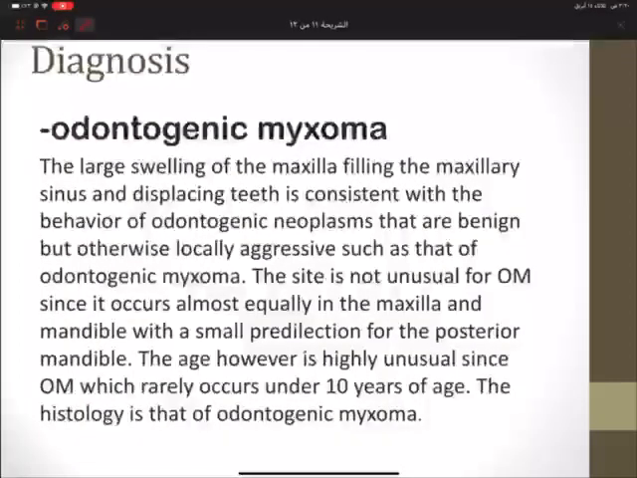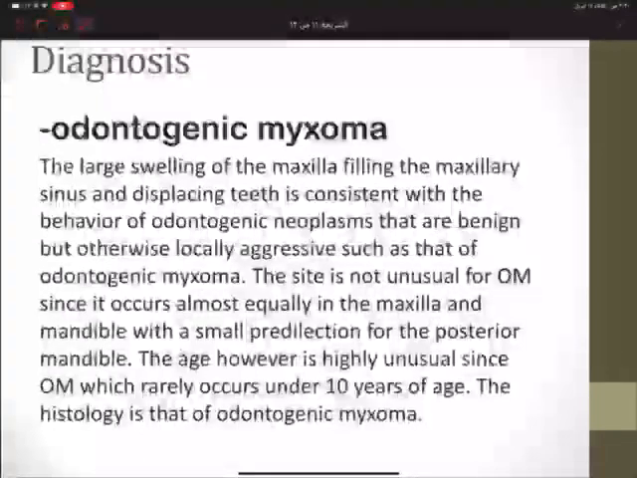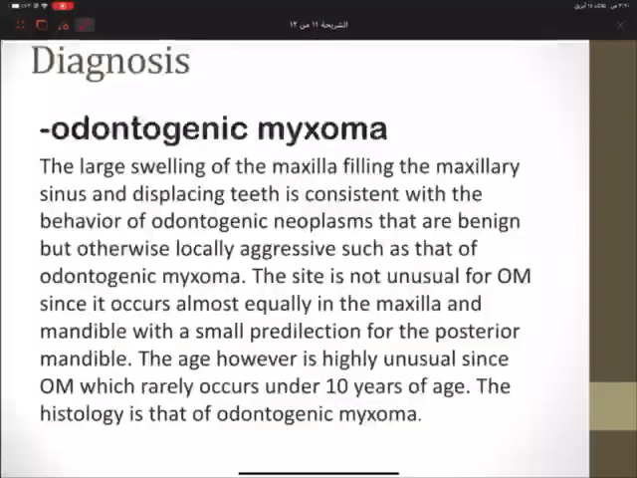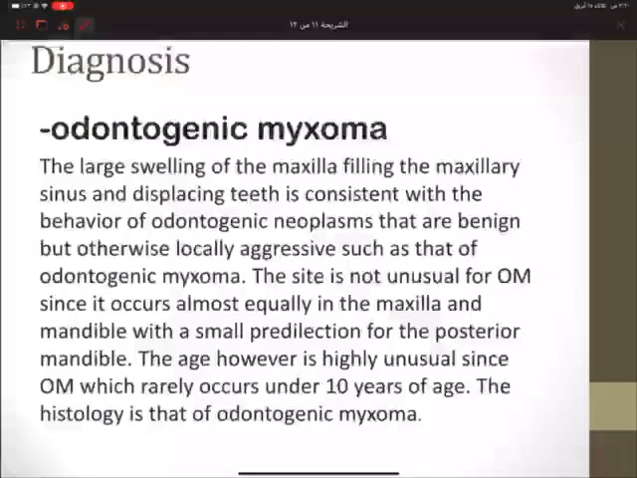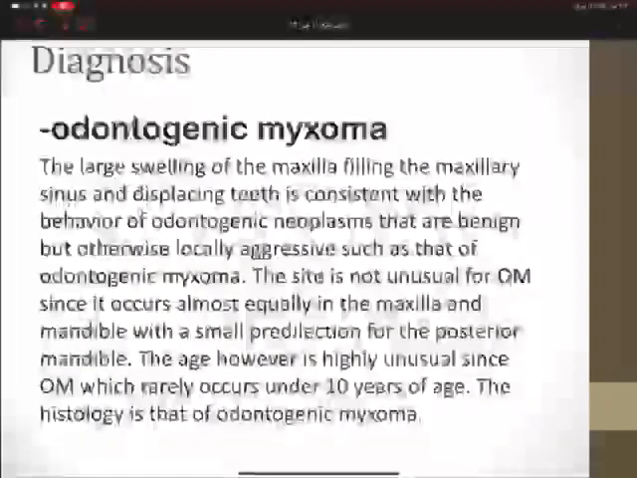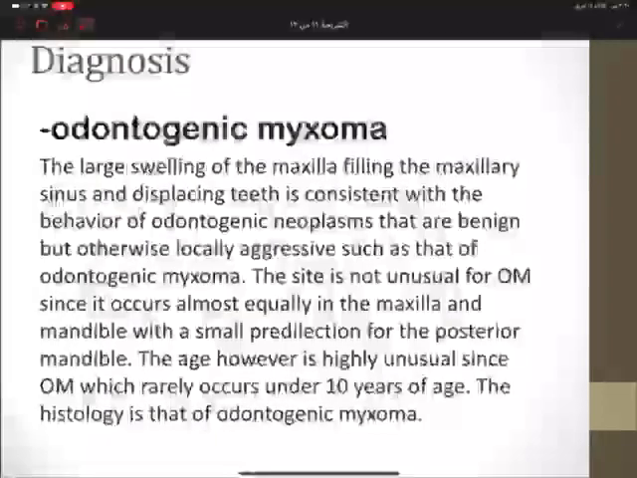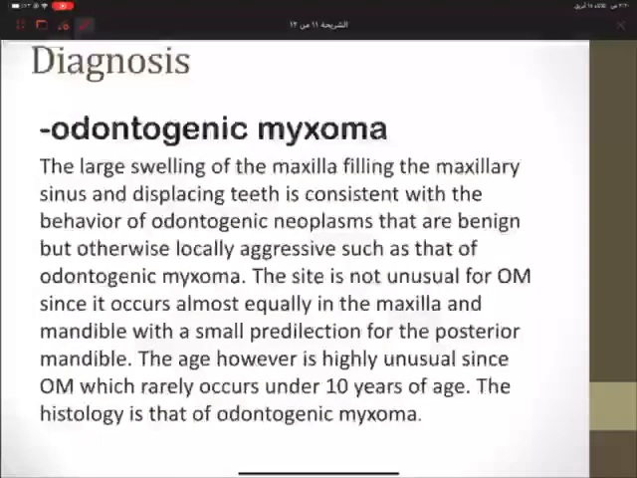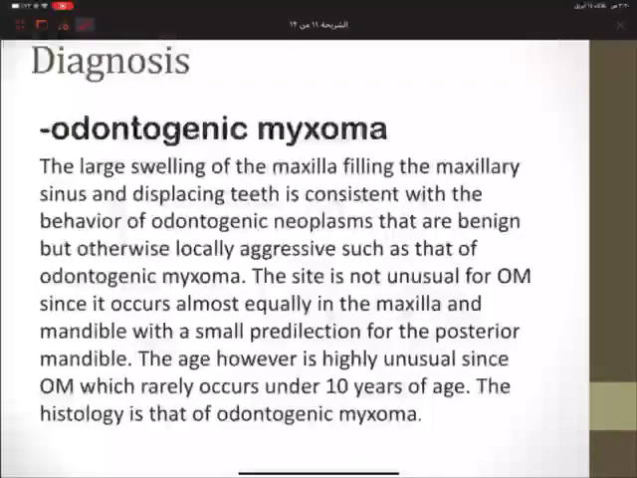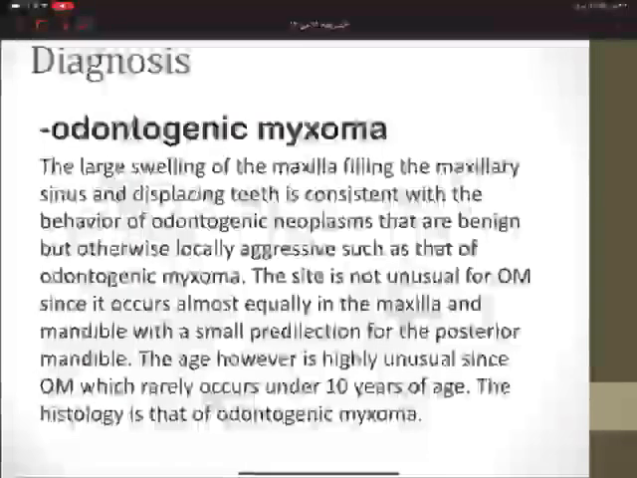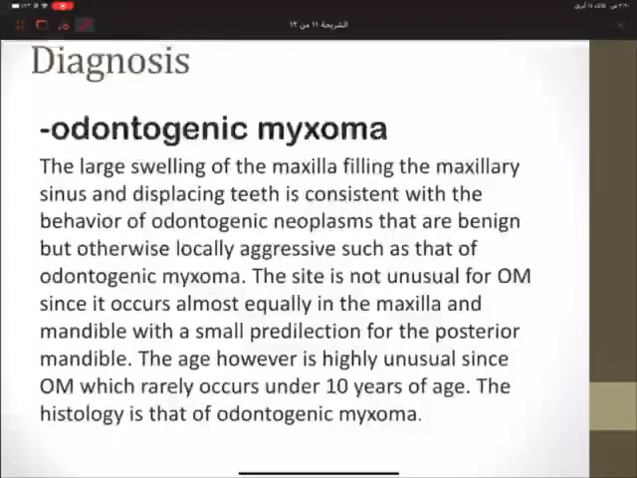The large swelling of the maxilla filling the maxillary sinus and displacing teeth is consistent with the behavior of odontogenic neoplasms that are benign but locally aggressive, such as odontogenic myxoma. The site is not unusual for odontogenic myxoma, since it occurs almost equally in the maxilla and mandible, with a small predilection for the posterior mandible. The age, however, is highly unusual, since odontogenic myxoma rarely occurs under 10 years of age. The histology is that of odontogenic myxoma.